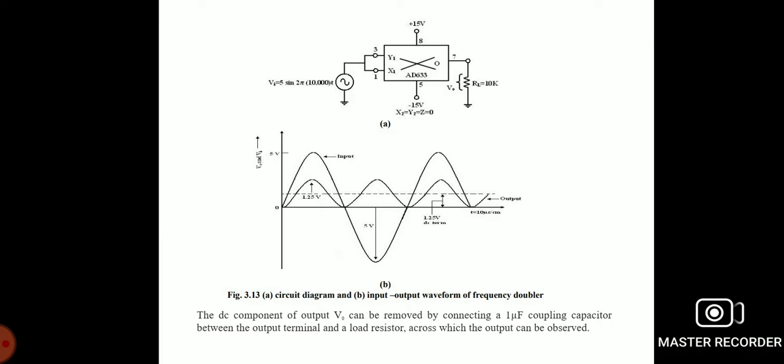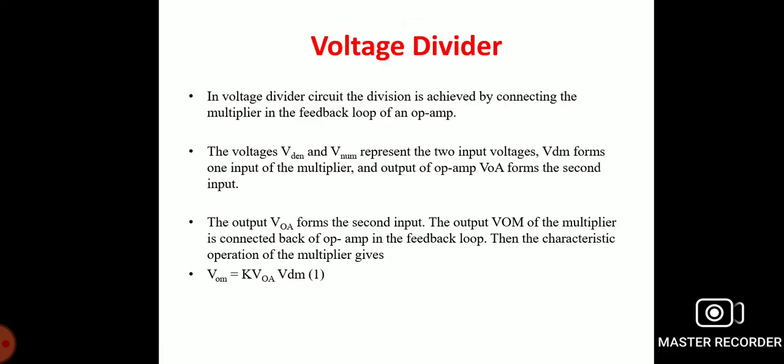Now we move on to another application of AD633 multiplier ICs. Here is the voltage divider application. In the voltage divider circuit, the division is achieved by connecting the multiplier in the feedback loop of an operational amplifier. The denominator voltage and numerator voltage represent the two input voltages.